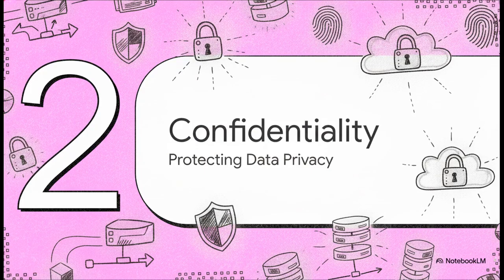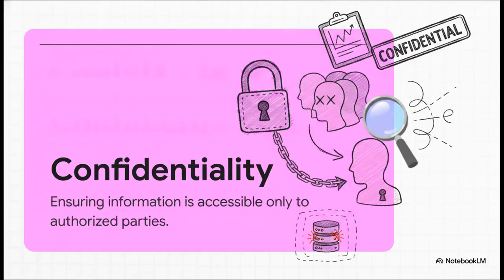Section 2, confidentiality, protecting data privacy. Now, what's really interesting about this slide is that it sets up the core focus for our very first pillar. This is usually what pops into people's heads first when they hear cybersecurity. The formal definition, ensuring that information is accessible only to those authorized to access it. Basically, we're anchoring on one very direct question: who should be able to see this data?